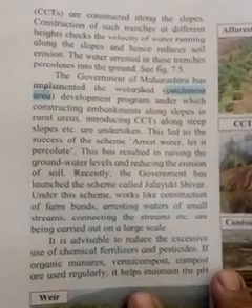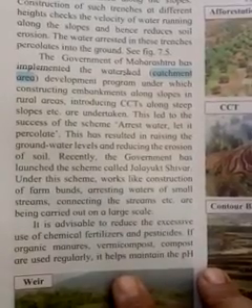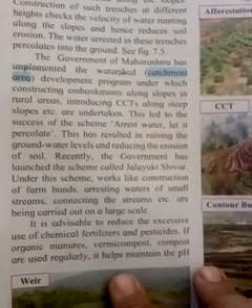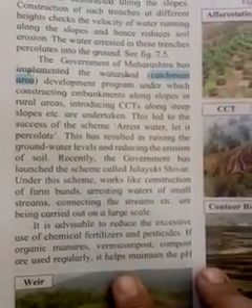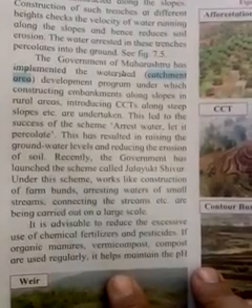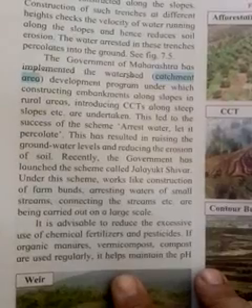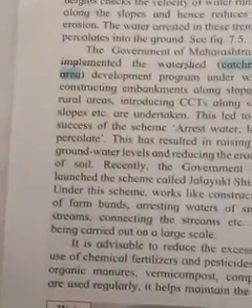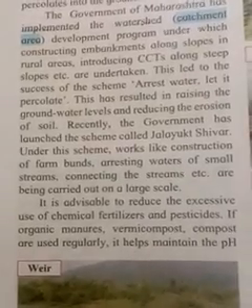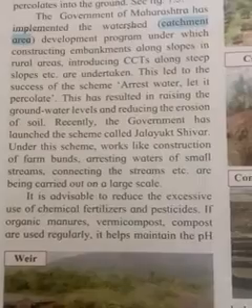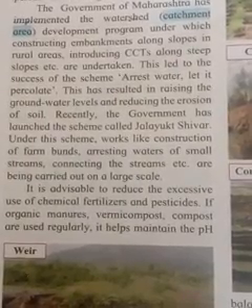Recently, the government has launched a scheme called Jalyukt Shivar. Under this scheme, work like construction of farm ponds, arresting water, deepening small streams, and connecting streams is being carried out on a larger scale.